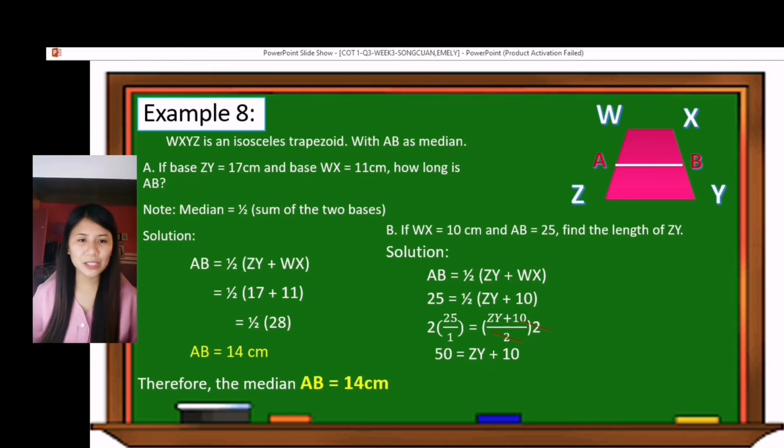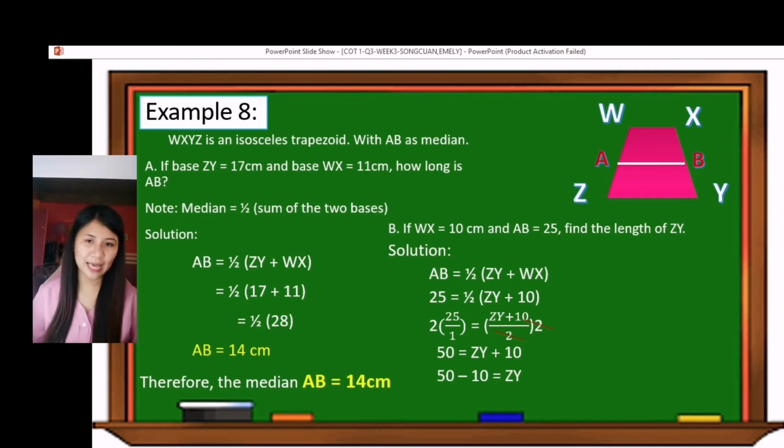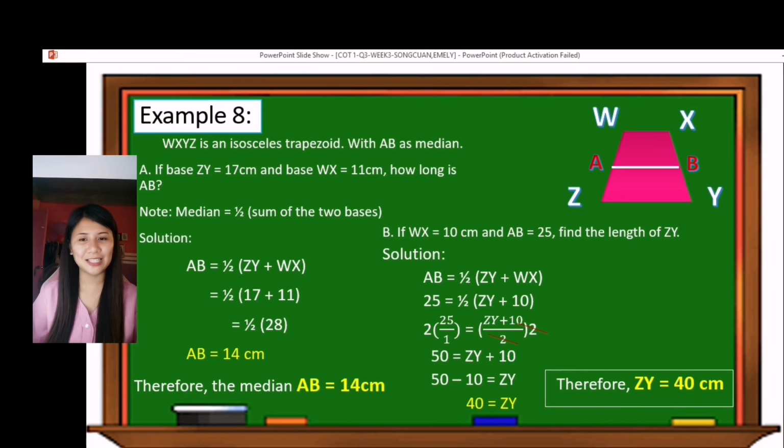Next, we can transpose the positive 10 to the left side. So that will become negative 10. So 50 minus 10, that is equal to 40. So the value of our ZY now is equal to 40. Here, we can use the symmetric property, which is if A is equal to B, then B is equal to A. That is the symmetric property. Therefore, ZY is equal to 40 centimeters.